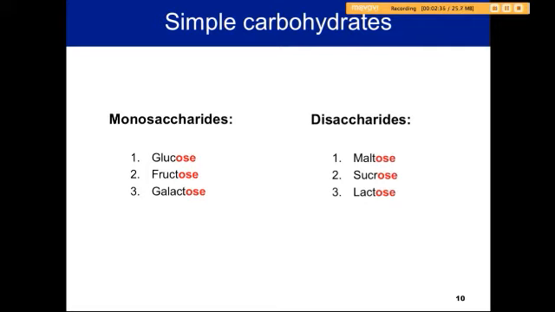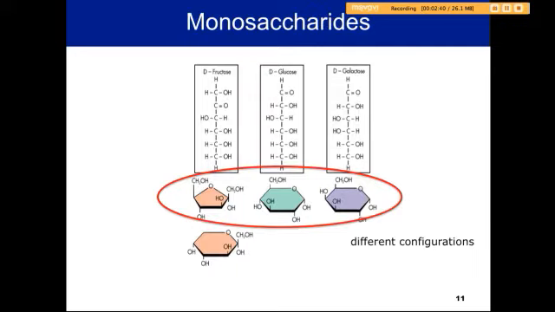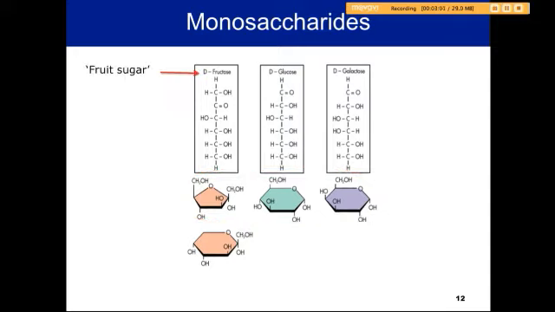Notice that OSE at the end of the word. Again, we're talking about sugar. Now, in terms of monosaccharides, the 3 different monosaccharides, the fructose, the glucose, and the galactose, are different because they have different configurations. They all have 6 atoms of carbon, 12 atoms of hydrogen, and 6 atoms of oxygen, but they're all organized in different geometrical forms. They also have different characteristics.